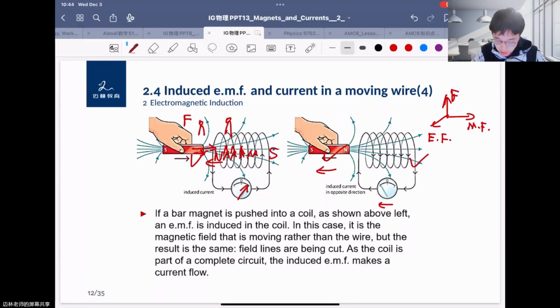On the right, when the magnet moves away, you can find the direction of the current changes into another direction. And here is south pole, and here is north pole.